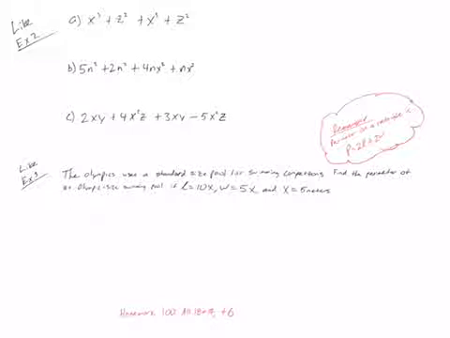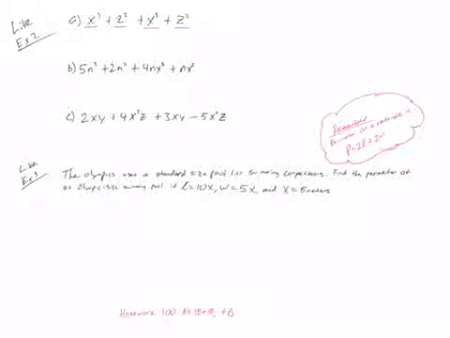Alright, let's do a few more. Same idea here, just combining. So let's look at this one. There's 4 terms, an x cubed, a z squared, an x cubed, and a z squared. So I realize that this is an x cubed and an x cubed. Those ones are alike. And I see this z squared and z squared.